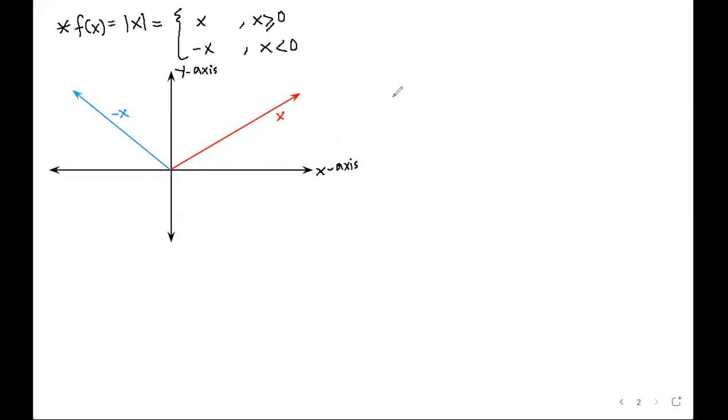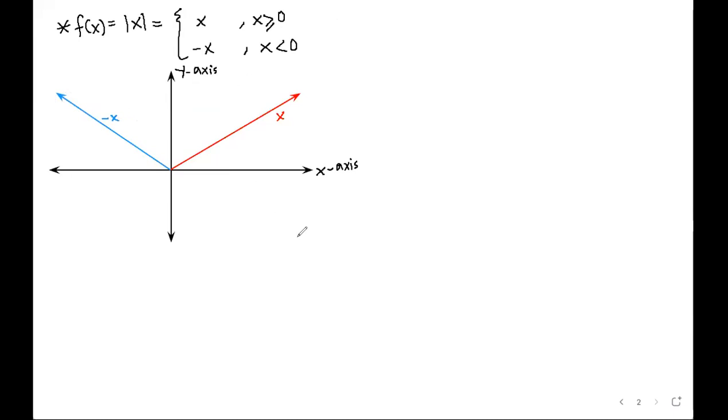Any question for these graphs? Anyone has a question? Okay, no questions, right? So here, minus x.